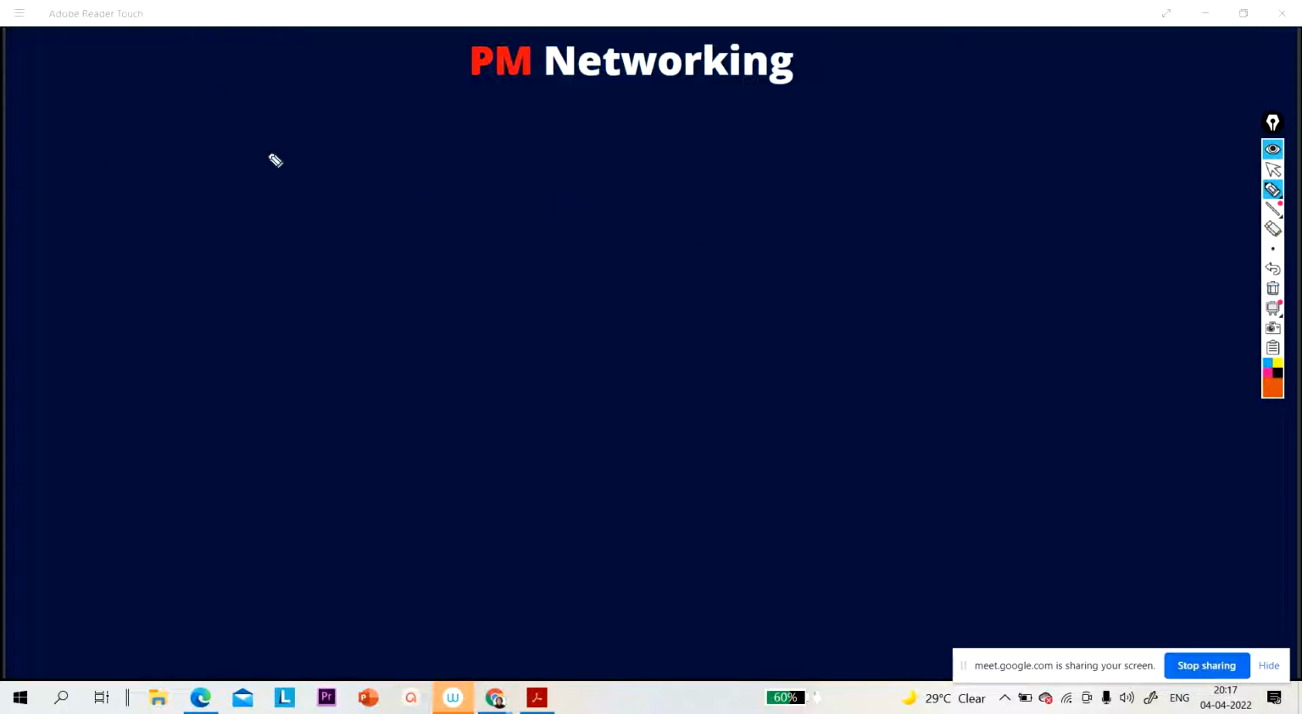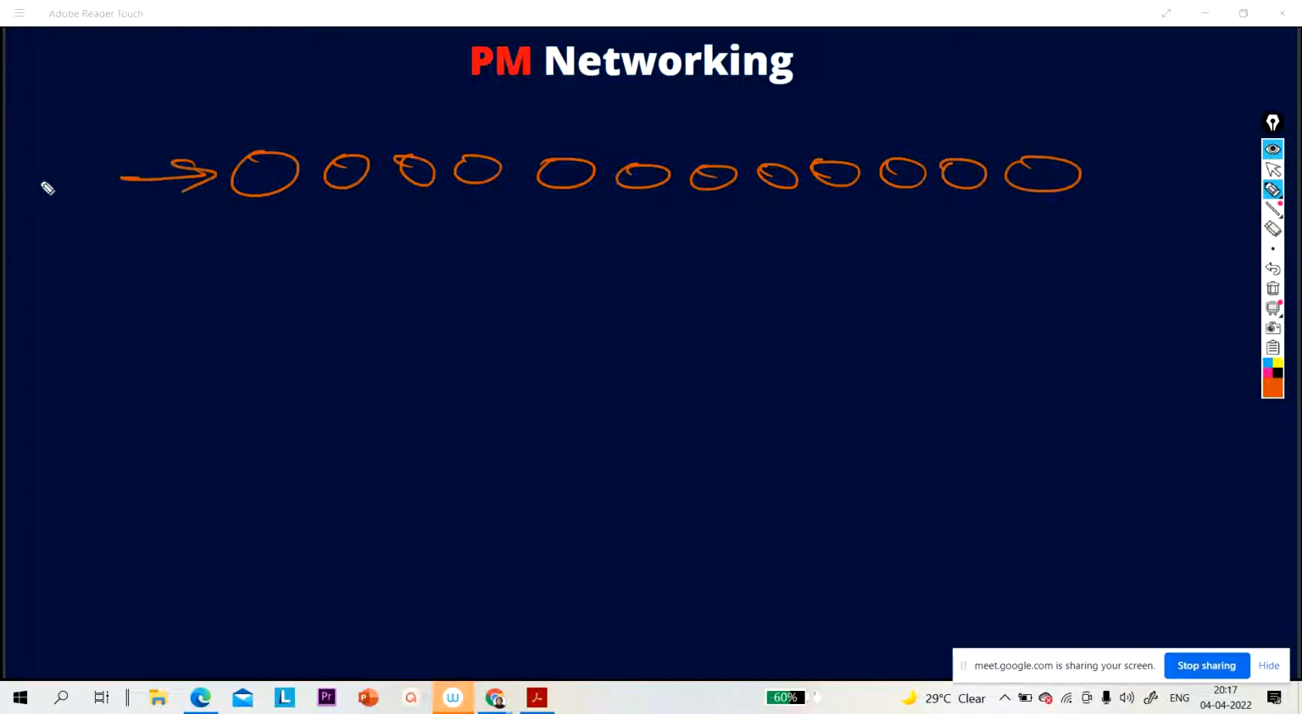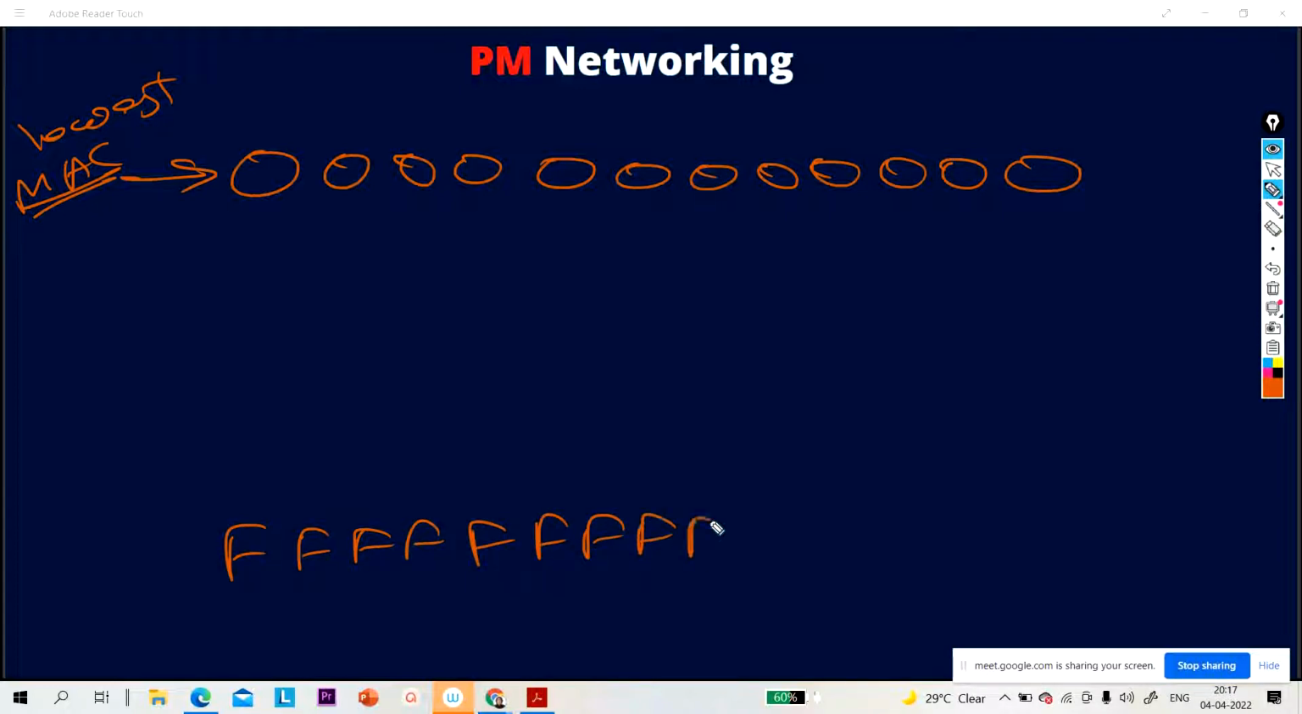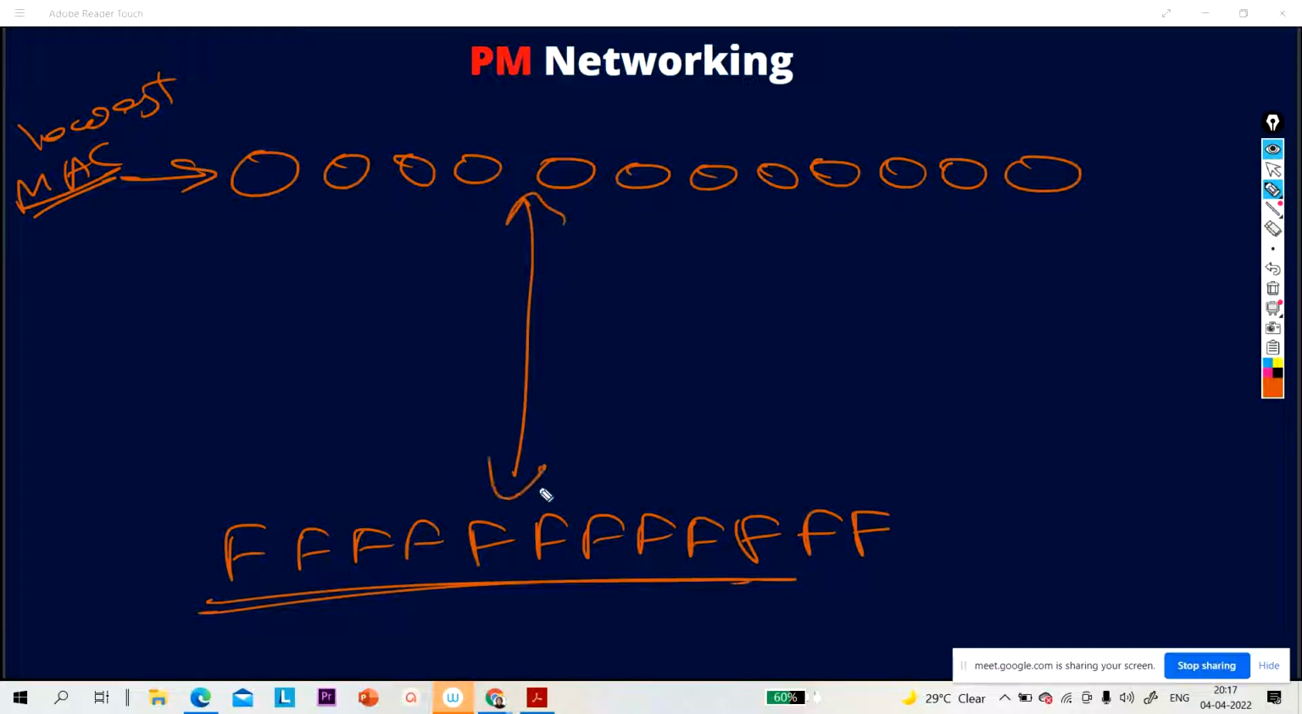So what will be the lowest MAC address? 12 times 0: 2, 4, 6, 8, 10, 12. This is the lowest MAC address. Am I right? What will be the largest MAC address? 12 times F. Right? All MAC addresses will lie between 0 here and F here.